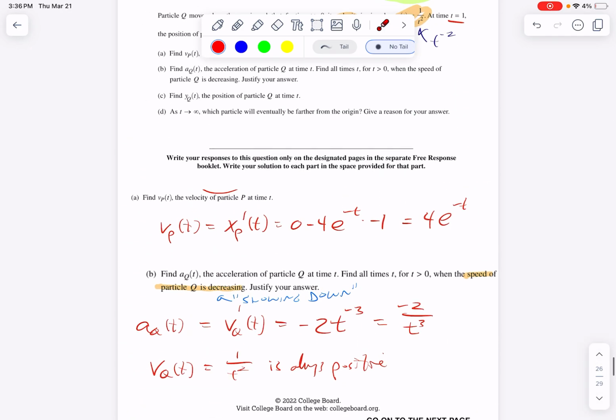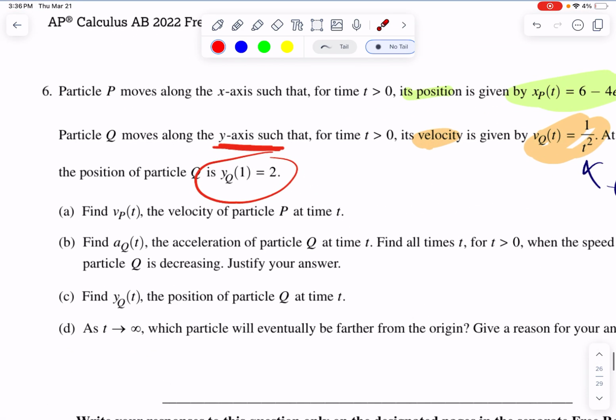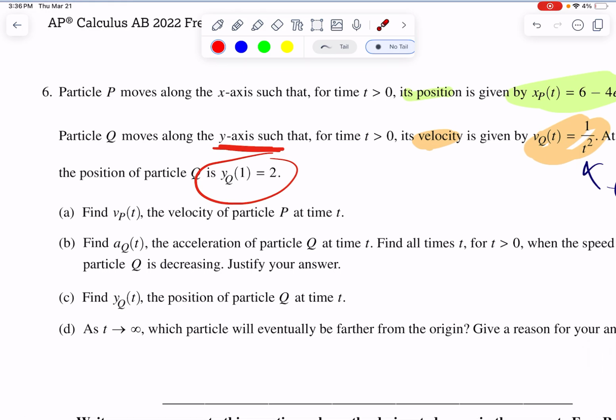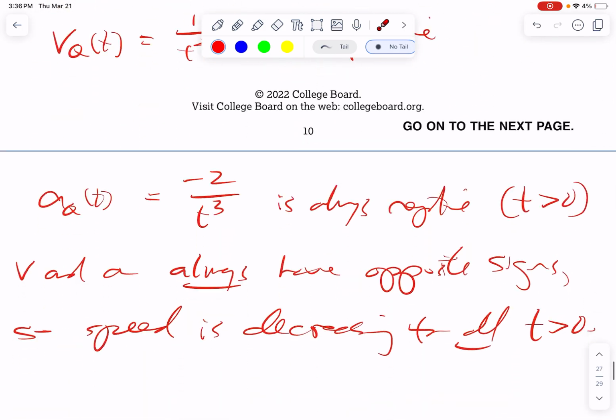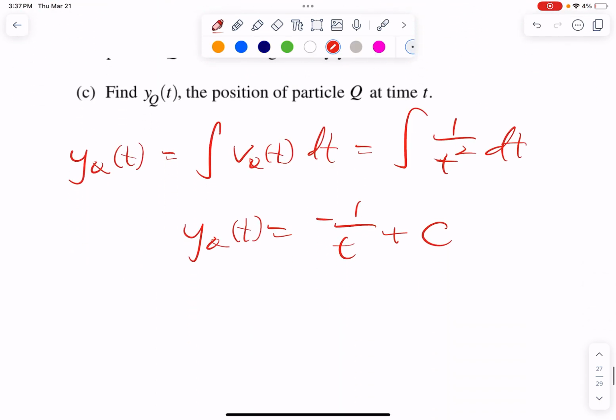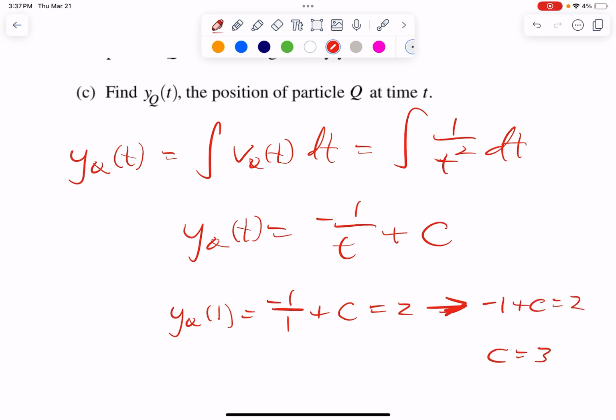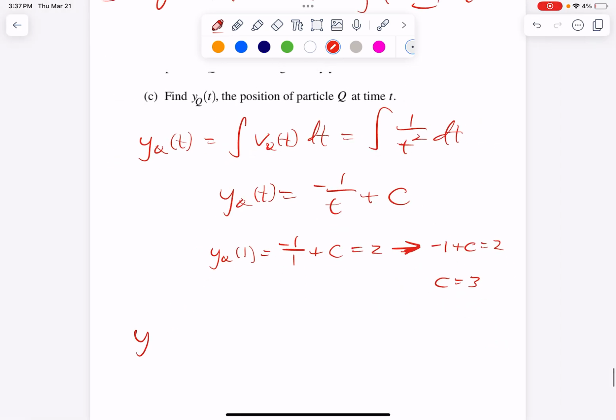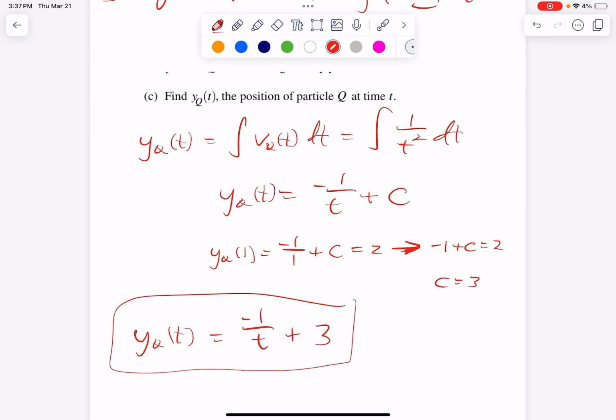Now we had a piece of information that we haven't used yet. We're told that the position at time 1 is equal to 2. So if I plug in 1, I get 2. So that means negative 1 plus c is equal to 2 and c is equal to 3. So my position function is negative 1 over t plus 3.